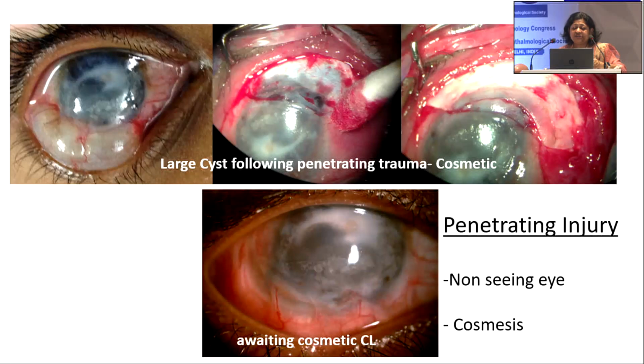Now, sometimes these children also present to you with penetrating injury, and Jaya had taken us through the entire spectrum of corneal trauma. This was a child who presented to us with a large cyst. She was around 14-15 years of age. It is a non-seeing eye, and she was keen for cosmesis. We went ahead, realized that that large cyst had some amount of scleral thinning, corneoscleral thinning, for which a corneal patch graft was done. And this is how she was post-operatively and is awaiting a cosmetic contact lens.